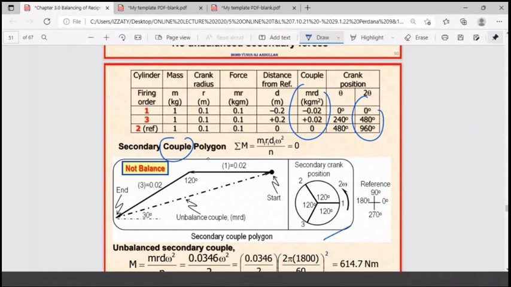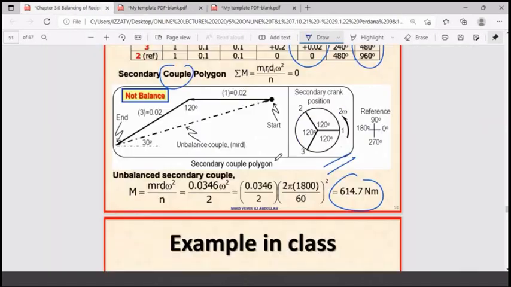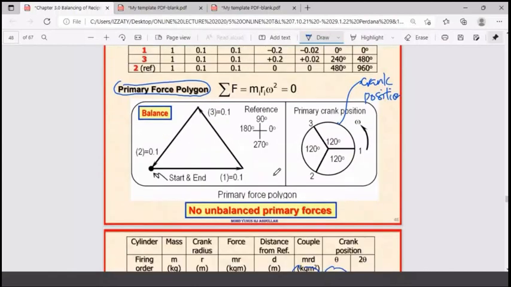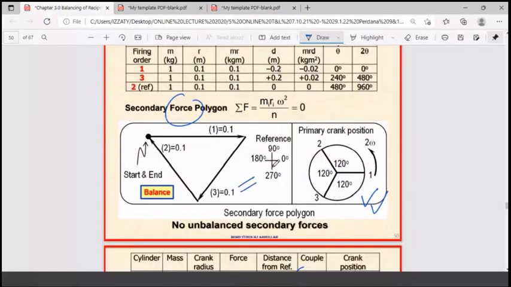Okay, of course, after you do this one, you have to do this one. The F total is equal to F primary plus F secondary, all in vector. So you found the F secondary, put it there. The F secondary, this one is correct. F primary is 0, F secondary is also 0 for this one, so 0 plus 0 equals 0.